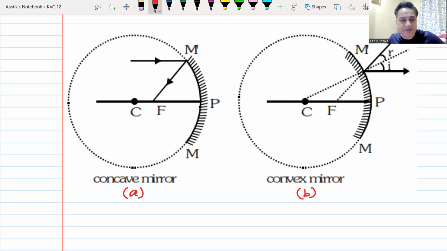Do we understand this, everyone? In a concave mirror, the reflecting side, let me denote it by the yellow sign, is facing the center of curvature, but in case of a convex mirror, the reflecting side is away from, or on the other side of, the center of curvature. Do we understand this? Yes, sir.